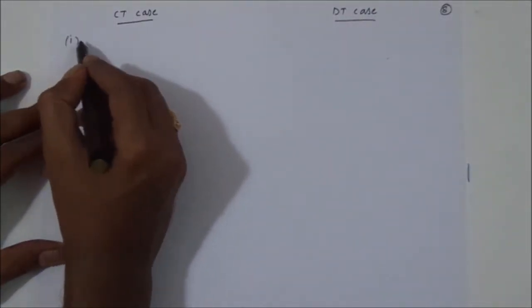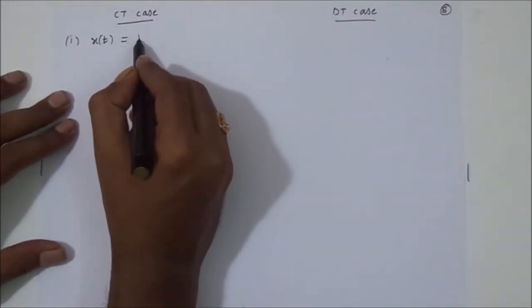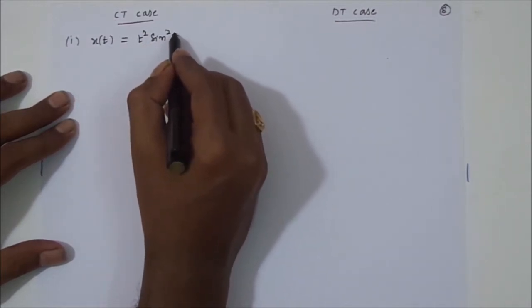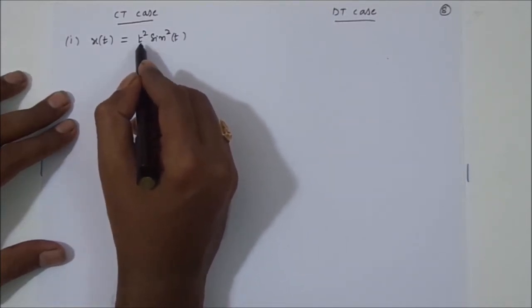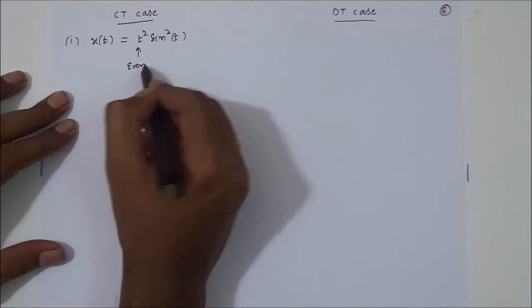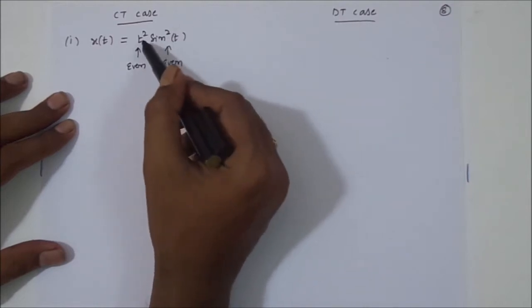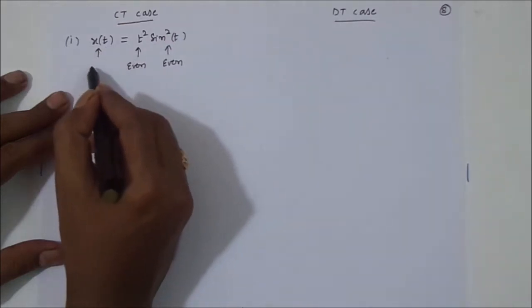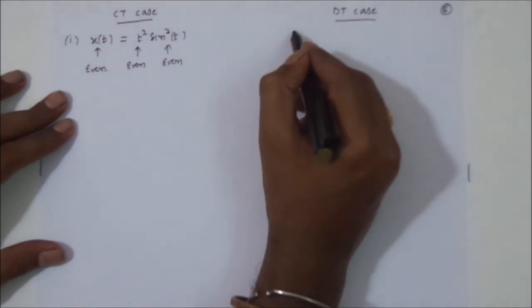Here, first, let us take x of t equal to t square sine square t. So we look at the signals carefully. t square is even and sine square t is also even. So here you are multiplying two even signals, so obviously the resulting signal is also an even signal. Now one more example for the discrete time case.